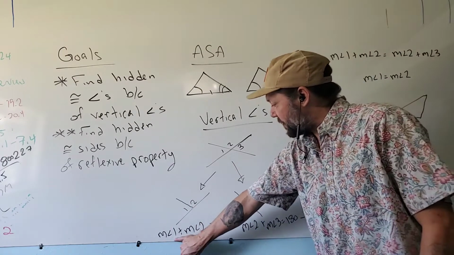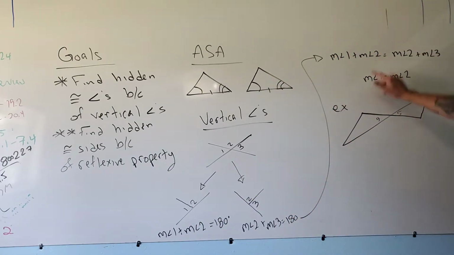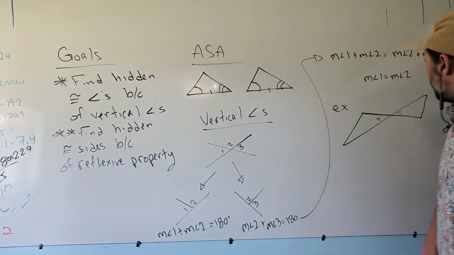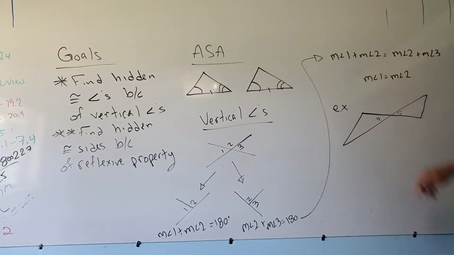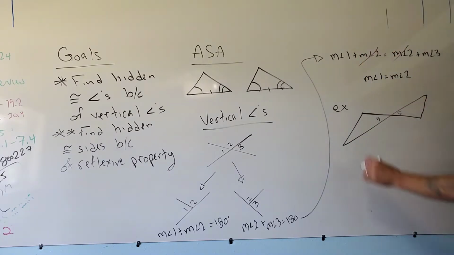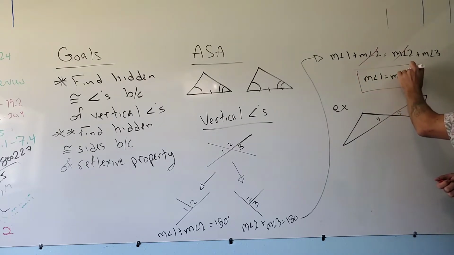So I know that this must now be equal to this, which I set up as this equation. And since both sides of the equation have a measure of angle 2, we can subtract that away, and we get measure of angle 1 equals measure of angle 3.